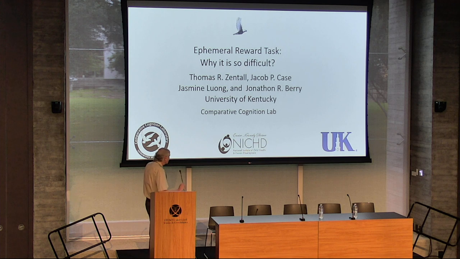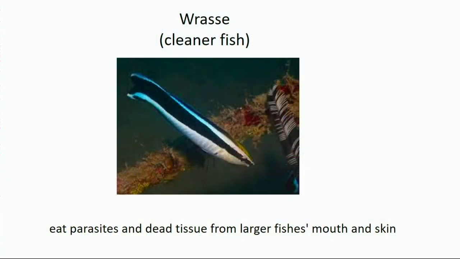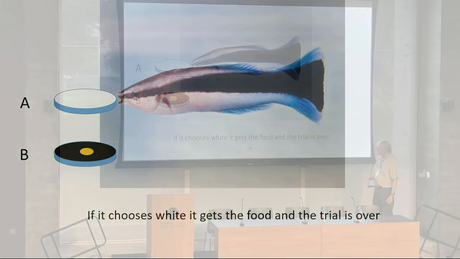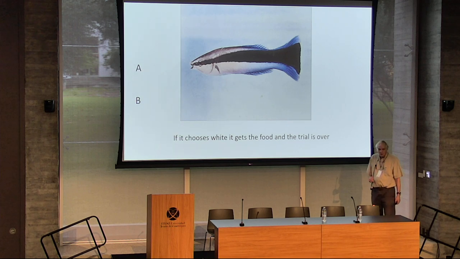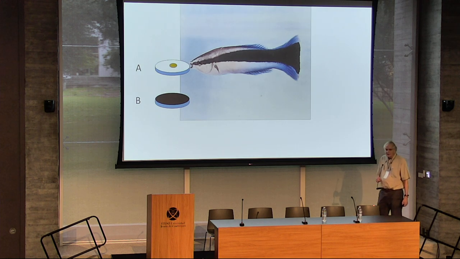His research was with fish, and these are the fish. They are wrasse, also known as cleaner fish. They eat parasites and dead tissue from larger fishes' mouths and skin. And here is the task that he developed. It involves a simple discrimination between two plates of food. If the pigeon chooses one of those, let's say the white dish, it eats the food on the white dish, and the plates are removed. If it chooses the black dish, it eats the food on the black dish, and then it can eat the food on the white dish as well. So it can get one reinforcement versus two, and this seems like a very simple discrimination.